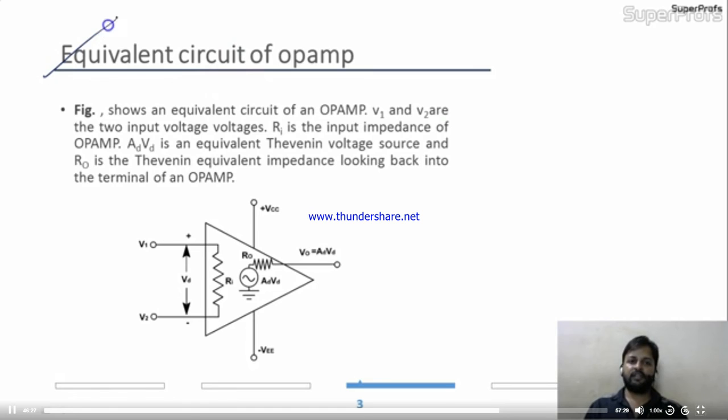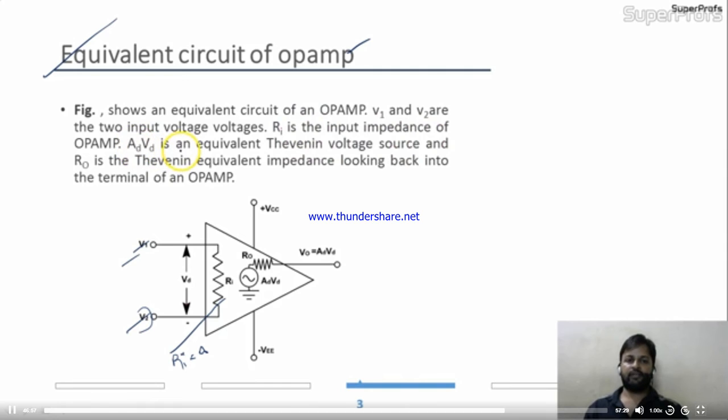Now let's come to the equivalent circuit of the Opamp. This is the inside of the Opamp. It shows an equivalent circuit of an Opamp. V1 and V2 are the two input voltages. Ri is the input impedance of the Opamp. This is the Ri. Ri should be infinity or very high.